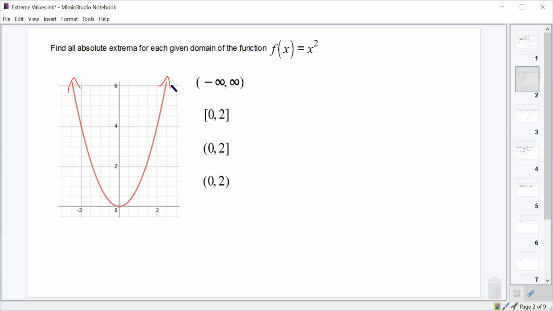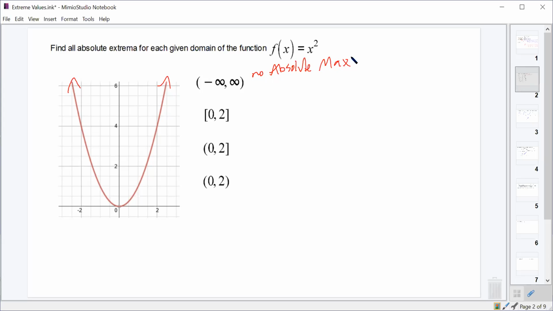There is no absolute max. Would there be none or would it be infinity? There is none. It has to be a specific value, a number that we hit, and infinity is not a number, it is just the idea that these numbers keep increasing. And so there is no absolute max.